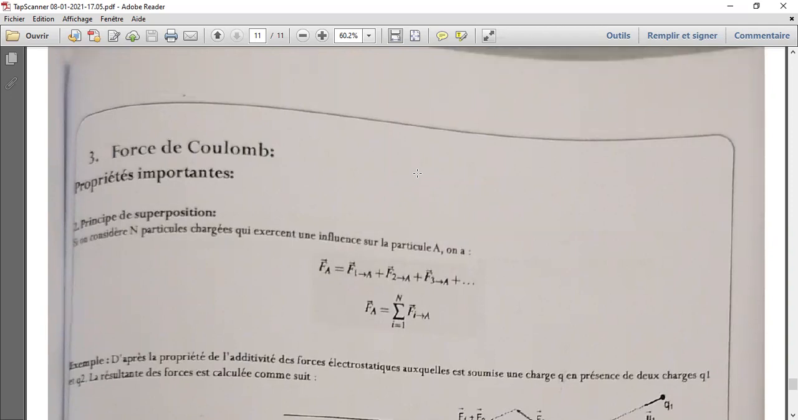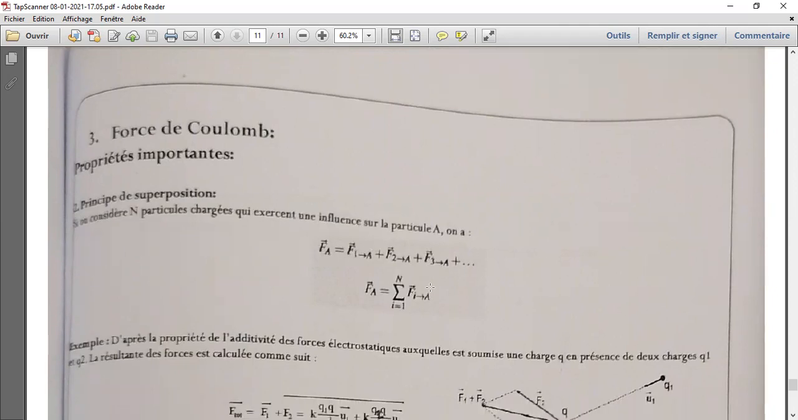So here it says principle de superposition. On considère une particule chargée qui exerce une influence sur la particule A. On a FA is equal to F. The total force is equal to the force caused by one charge, plus the force caused by another charge, plus the force caused by another charge, and so on. So it's just the same here.